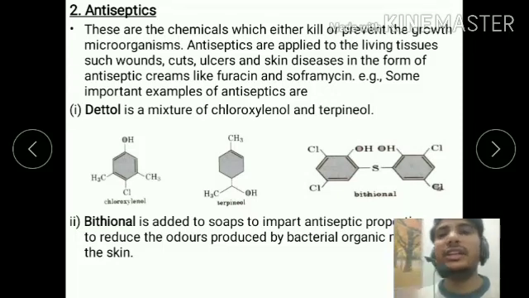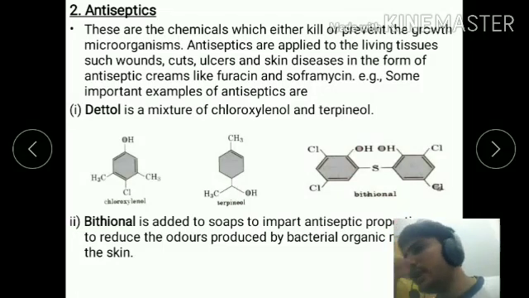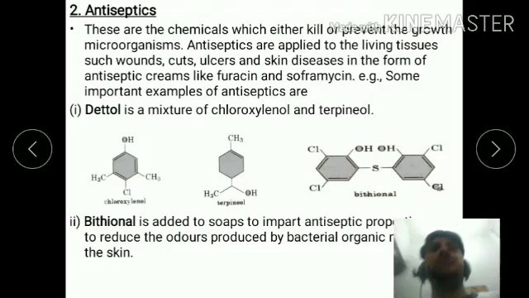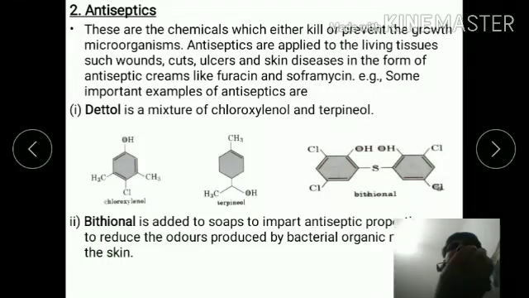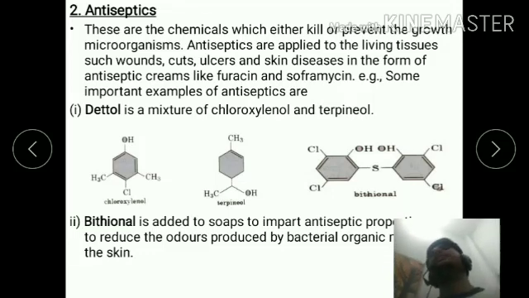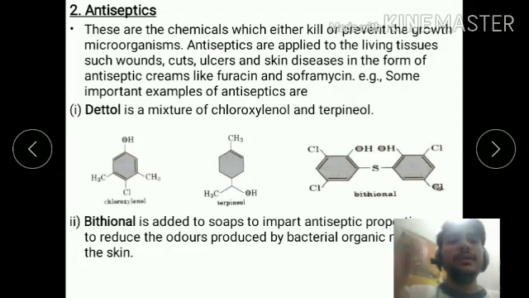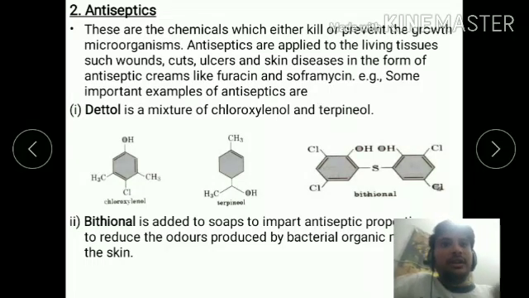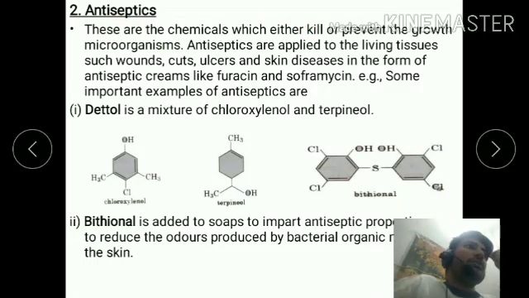Antiseptic means these are the chemicals which prevent growth. I think all the students use antiseptics. Okay, just like Boroline, Dettol, Savlon, these are examples of antiseptics. Okay, and what is the phenomenon? Antiseptic medicines are used to kill and prevent the growth of microorganisms. Antiseptics are applied to living tissues such as wounds, cuts, ulcers, and skin diseases.